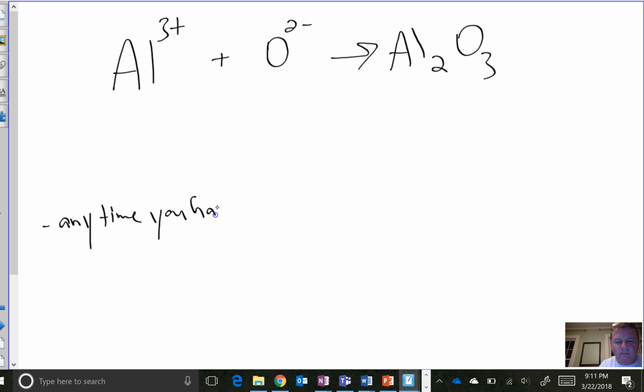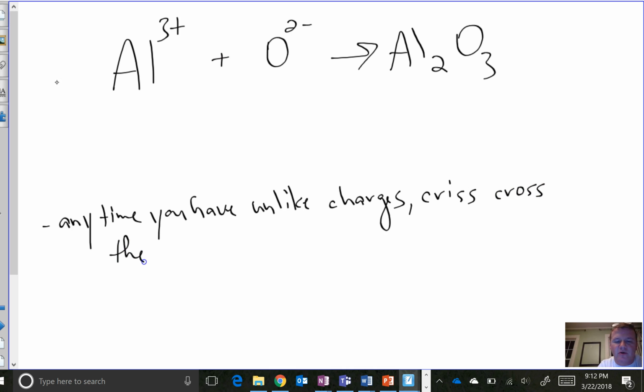Anytime you have unlike charges, and when I say unlike charges, I mean unlike in number. They're always going to be unlike in charge, like positive versus negative. But when I have a 3 to a 2, or a 2 to a 3, or a 1 to a 2, so anytime they're unlike in the total number, anytime you have unlike charges, crisscross the charges and make them subscripts.